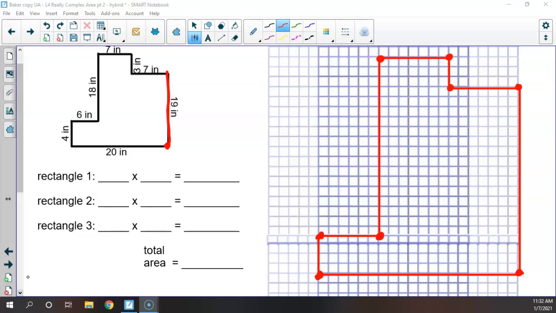Okay, welcome back. So now we have our figure drawn on our grid paper. Knowing our lengths here, our next job is to split this figure into 3 rectangles so it is so much easier for us to find the area. So there are a couple ways you could do it. You could choose to split it horizontally into 3 different rectangles. That's one way to do it.